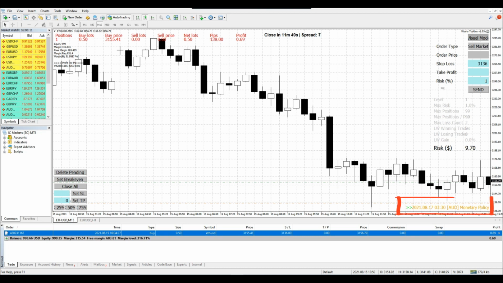The bottom right will be your news feed. Depending on your settings, you'll be stopped from trading either 30 minutes, 20 minutes, or an hour before and after these news hits.